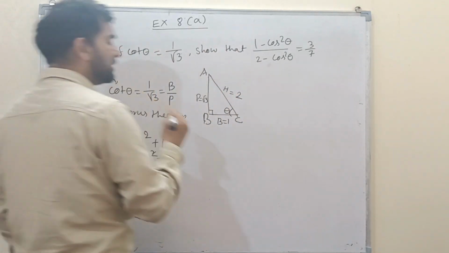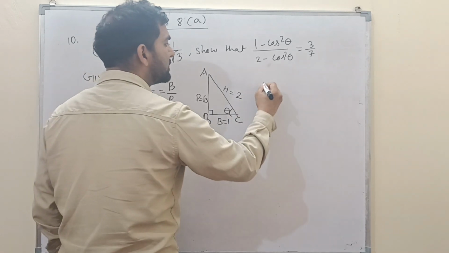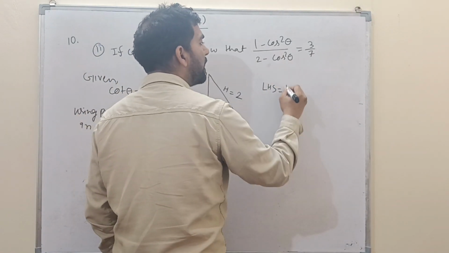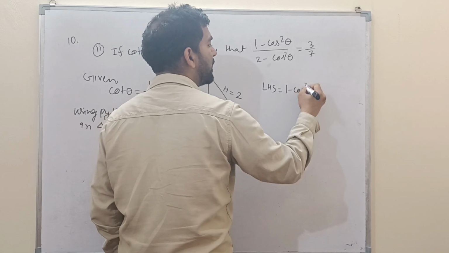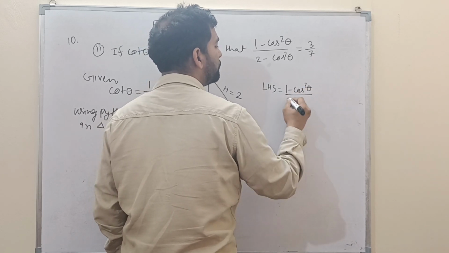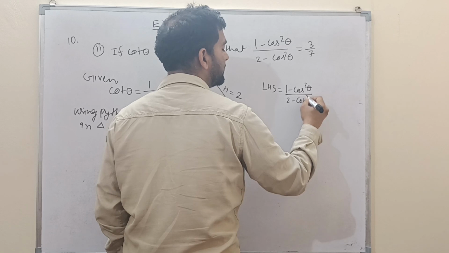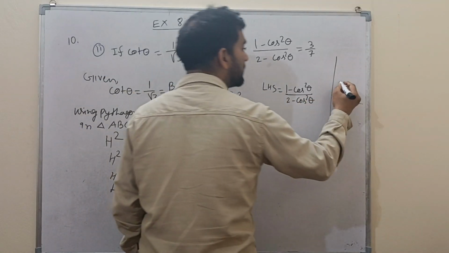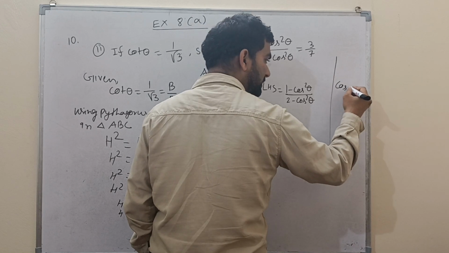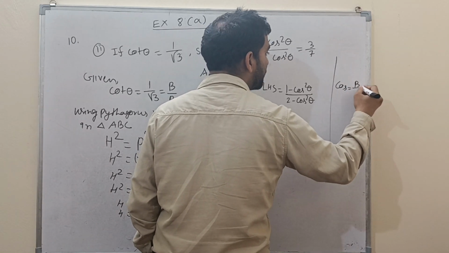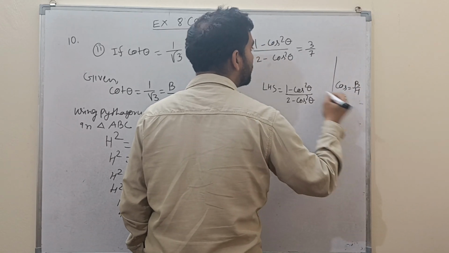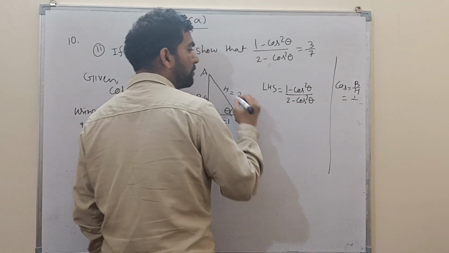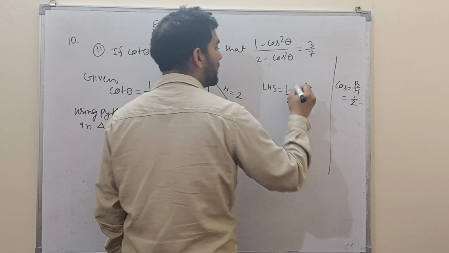Now let us show this. So we write LHS side first. LHS equal to how much we have? 1 minus cos square theta by 2 minus cos square theta. So here in the beginning, I told you, cos theta, not cot. Cos theta is base by hypotenuse. So base we know is 1. Hypotenuse is 2. So this value I will substitute here.